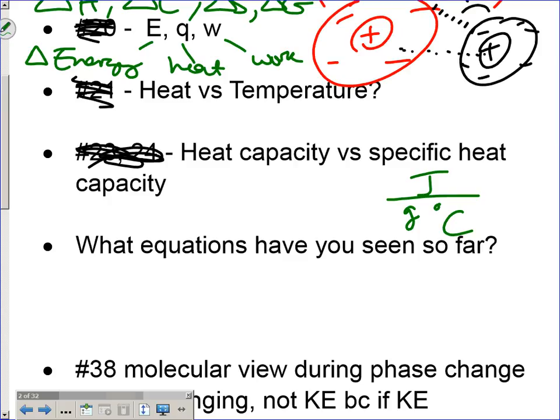So C, this is little c, lowercase c. It doesn't matter if it's capital or lowercase, but be very evident and very specific when you write that. That is specific heat capacity. Heat capacity is just big capital C, and that's just joules per degree Celsius. The only difference is that there's no grams there. We're going to talk about the differences as we go.